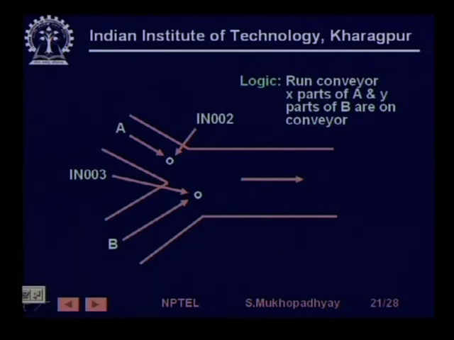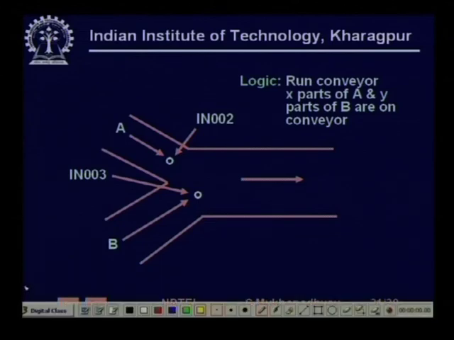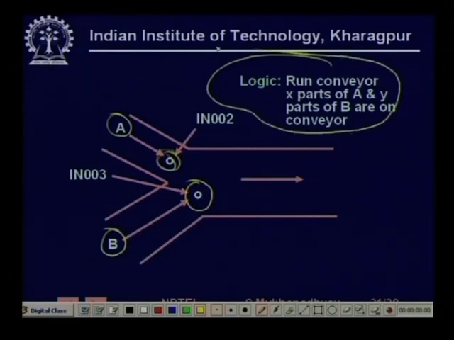Some basic, very simple example. You have a conveyor into which parts are supplied. Parts are coming from this machine B, so parts of type B are coming and parts of type A are coming. You want to implement this logic: run the conveyor when at least x parts of A and y parts of B are on the conveyor, at that time the conveyor will run.